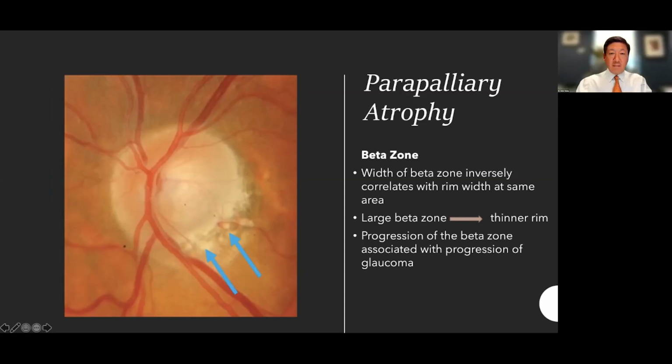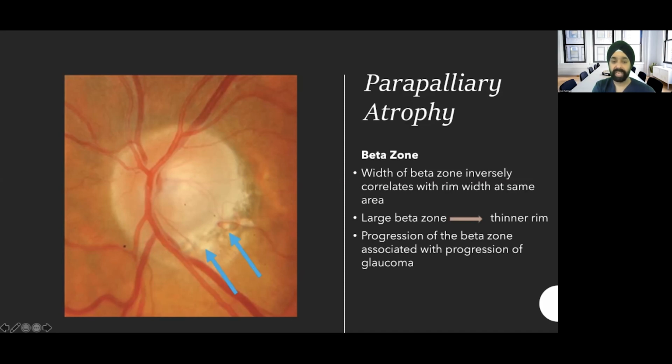Here's another example of a thin rim down below, and those arrows show you these larger vessels and this atrophy right near the rim. That's the beta zone atrophy we just showed you earlier as well.